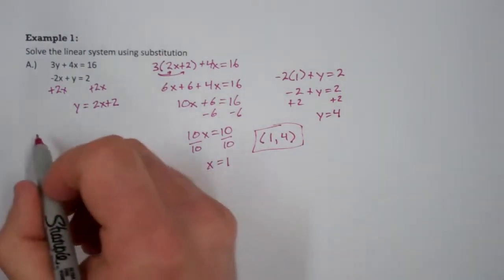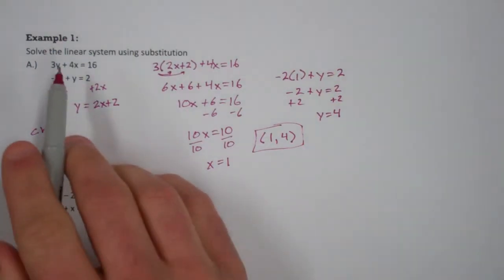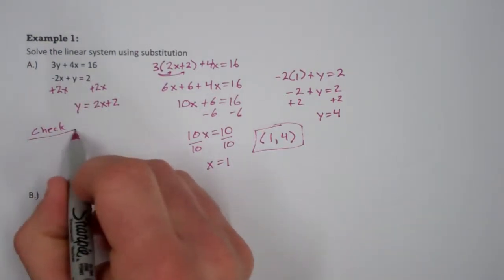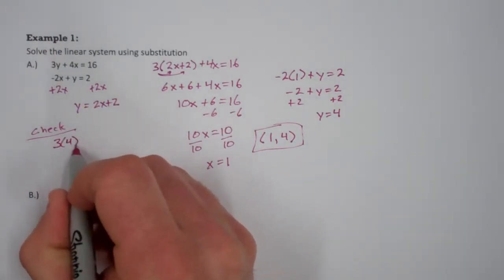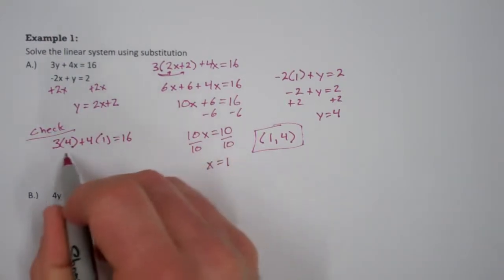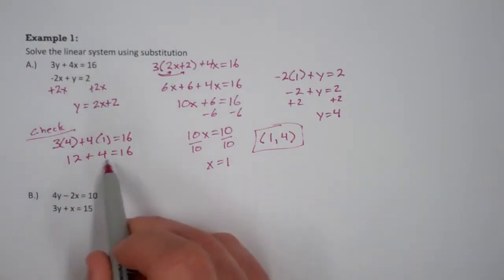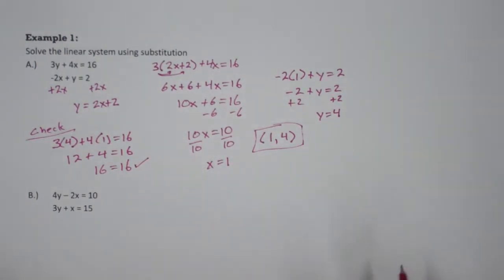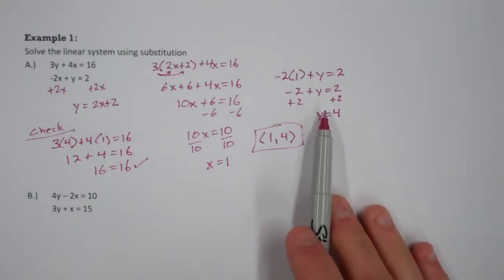As our check, what we want to do is try to use the other equation we didn't use just right then. So here we use this second one. We're going to see if this works out. So we have 3y, and y is 4, and x is 1. So 3 times 4 is 12, 4 times 1 is 4, and we've got 12 plus 4, which is 16, equal to 16. So this one is checked. This solution is valid for each one of these. As long as we did our math correctly here, we're good to go.